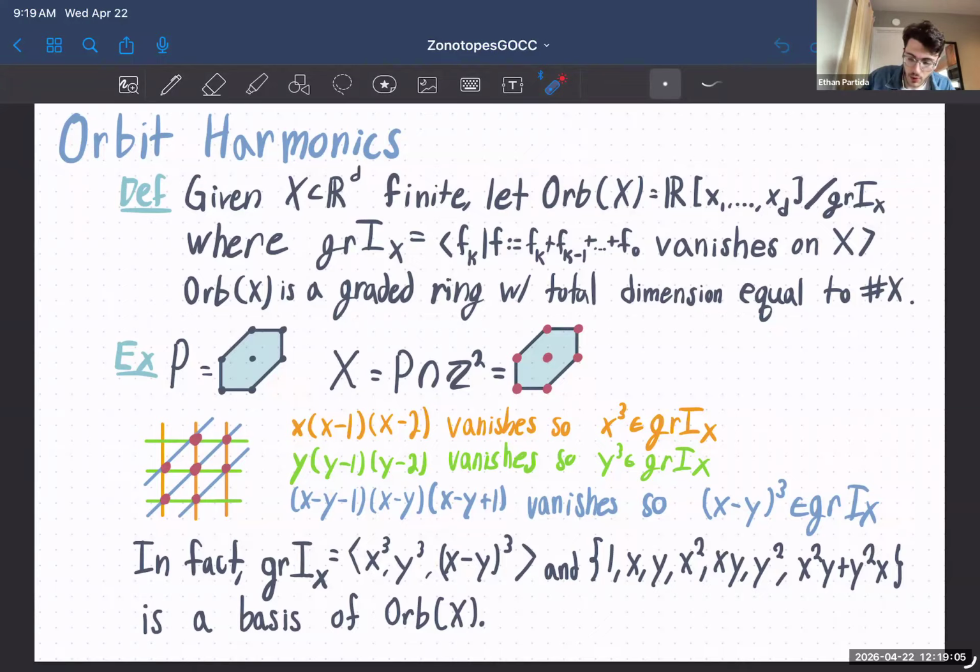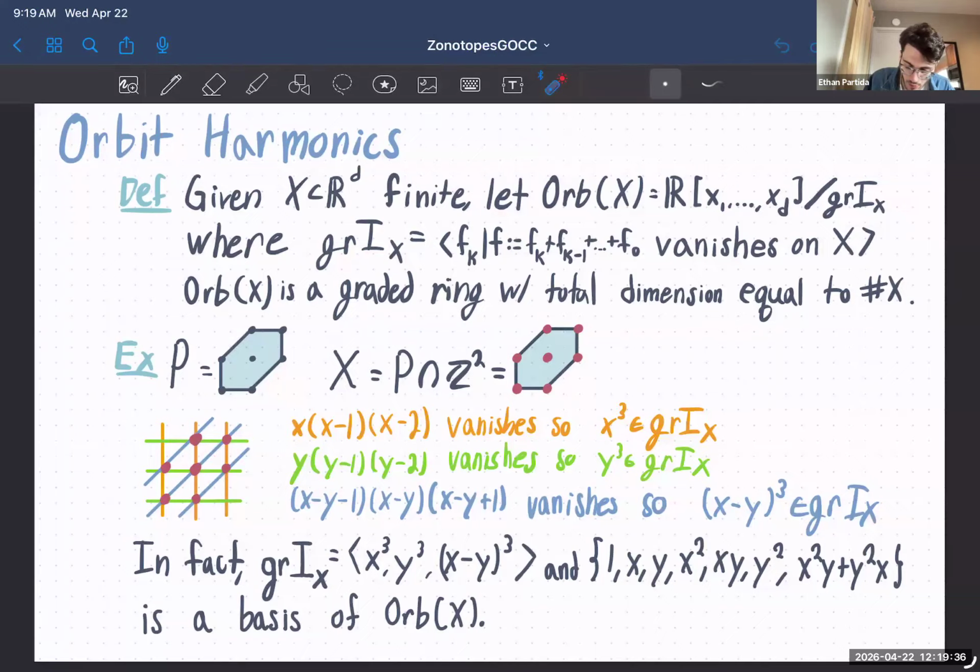Okay, and so the construction is as follows. Orb of X will be a quotient of a polynomial ring by this ideal gr I of X. And gr I of X is the ideal generated by the top degree homogeneous components of polynomials vanishing on your point set. And this is best illustrated, I think, through an example. So I'm going to take X to be this finite set of points, which happen to be the lattice points of my polytope. We should keep this in mind for later.